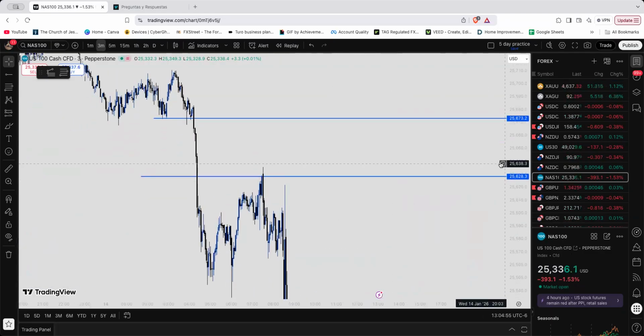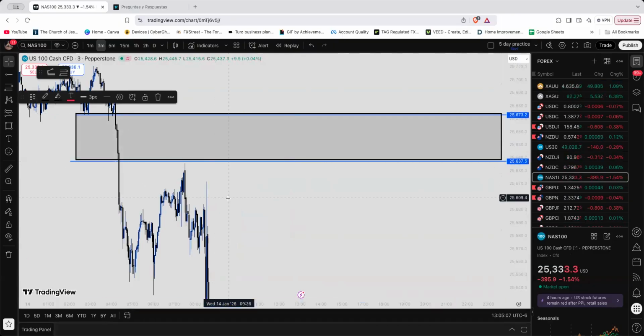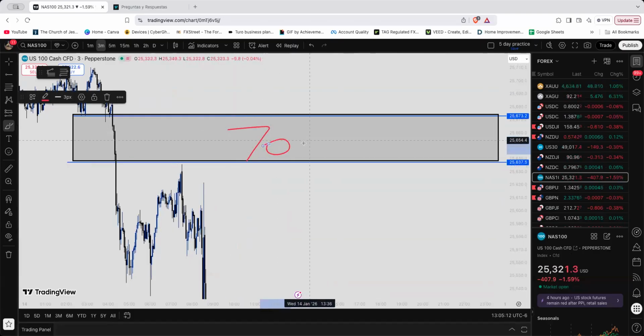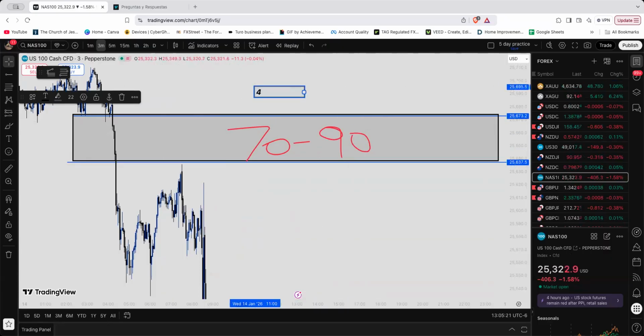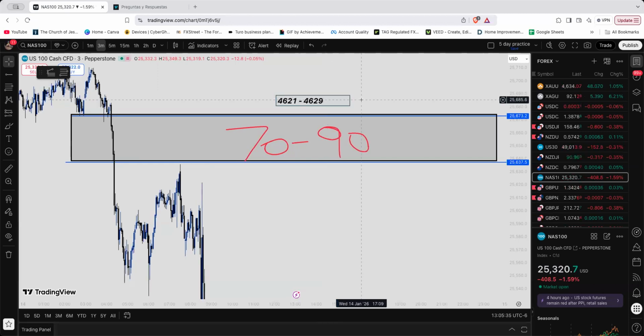And I'm just gonna use this right here as an example. All right. Let's say that I call a zone, right? So this will represent the zone, and let's say this is about 70 to 90 pips, right? So let's say that I call an entry on 46.21 to 46.29, which is the entry that we have right now, okay? So let's say this is the case, and this is how many pips?